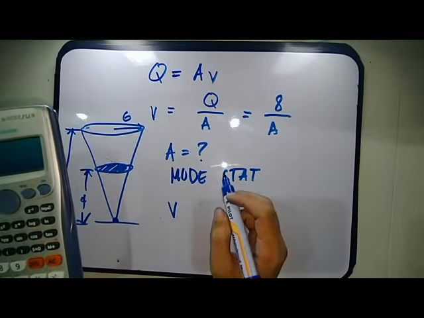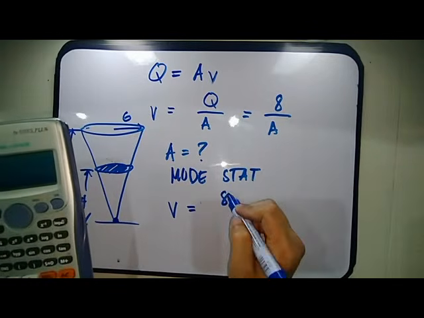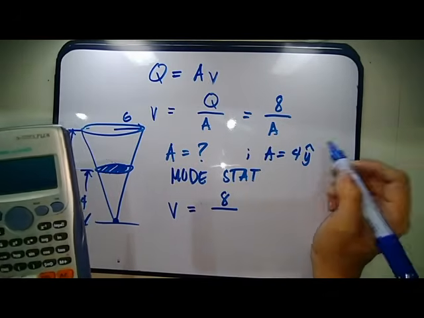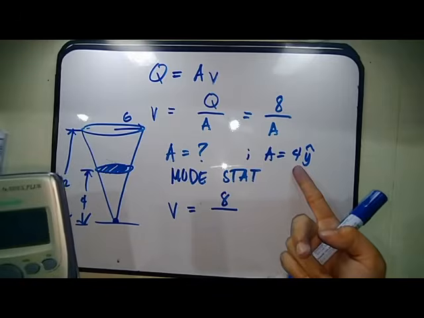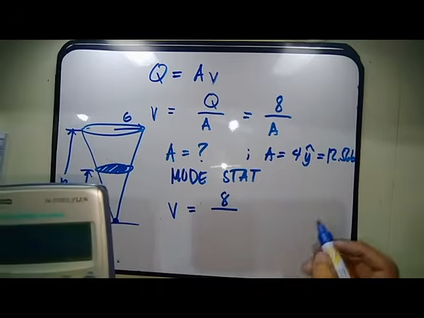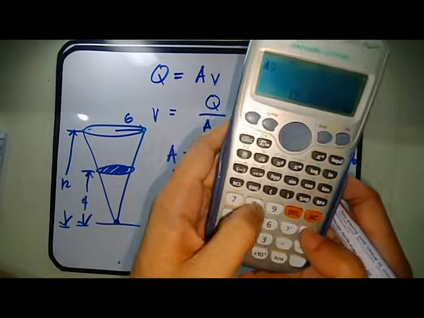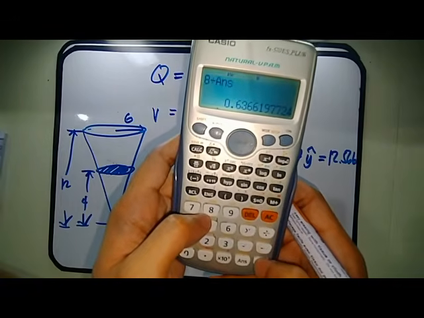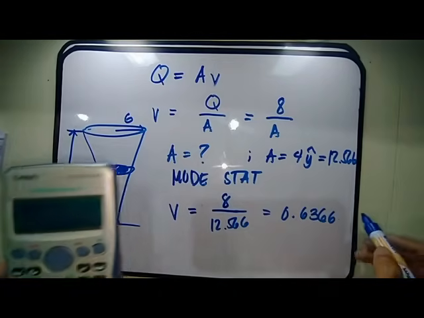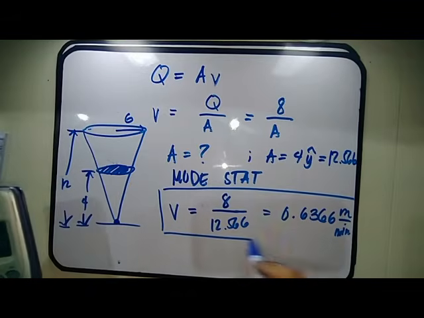That is 12.566. You have the velocity, or your differential of height with respect to time, that is 8 over your area. So, your area is 4 y hat. So, what is the area at height 4? In your calculator, you have here 12.566. You have here 12.566. So, that is 8 divided by your answer here. So, you have the same answer. That is 0.6366 meters per minute using your calculator technique.